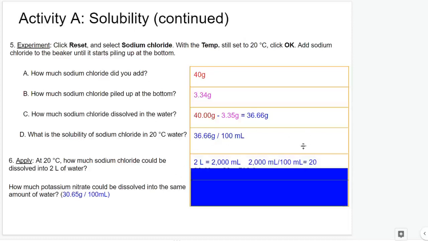So if I'm multiplying this by making it 20 times larger, that means I can dissolve 20 times as much. So I'm going to take my solubility at that temperature, 36.66 grams, and multiply it by 20. So the total amount of sodium chloride that I can dissolve in 2 liters of water at 20 degrees Celsius is 733.2 grams.